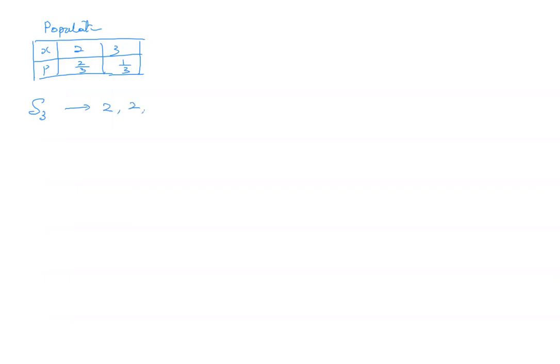So just now we have this. I write down this. This is my population. 2 and 3, population. Probability is 2/3 and 1/3. So I want to talk about S3. So I can have 2, 2, 2. So this one, S3 will be 6, right? So probability of getting 6 will be 2/3 to the power of 3. So that is 8/27.